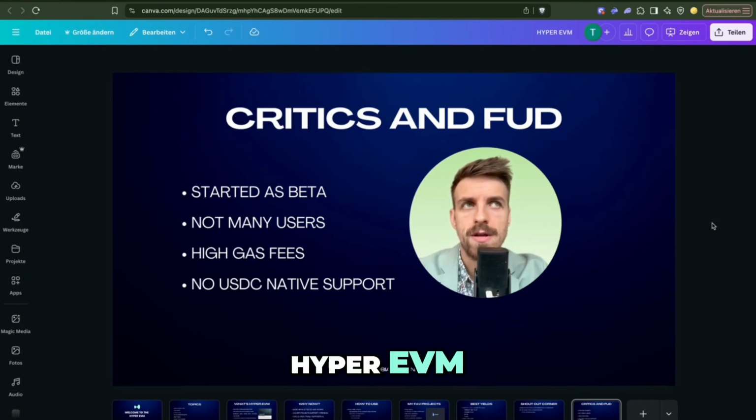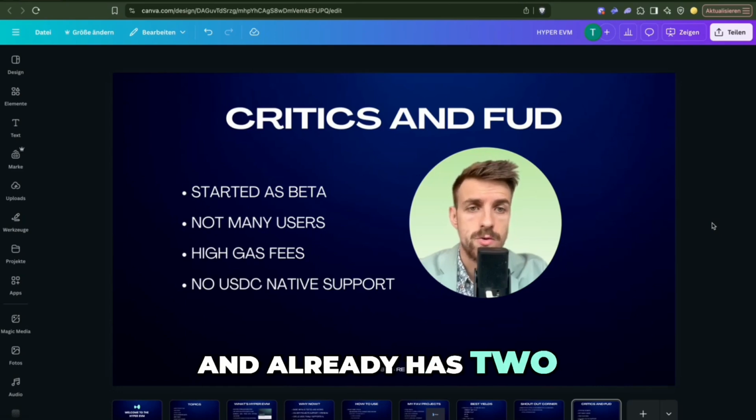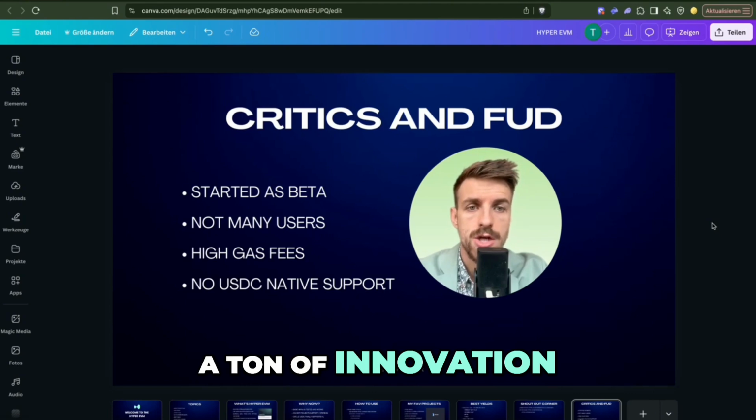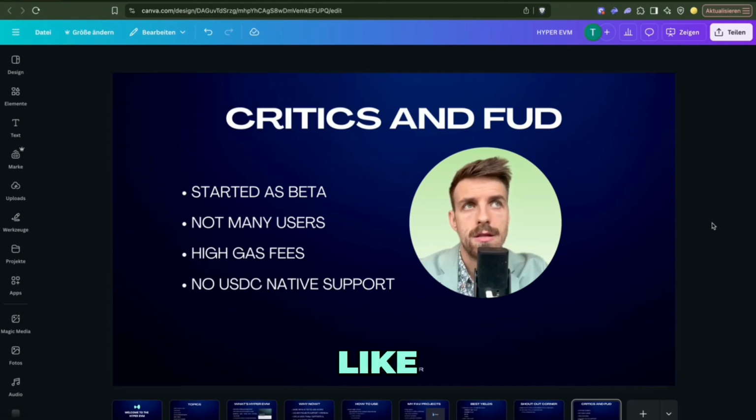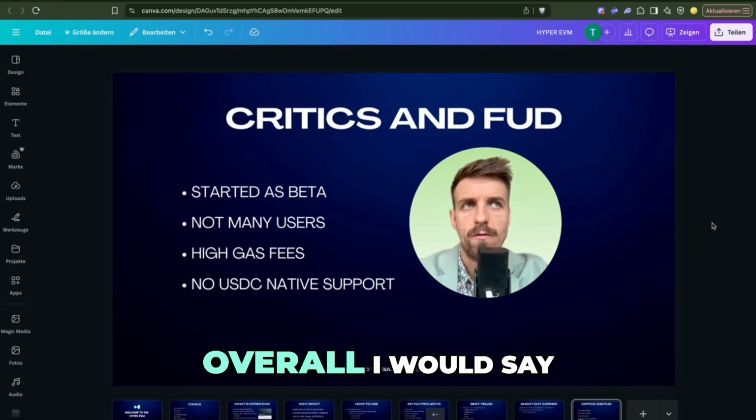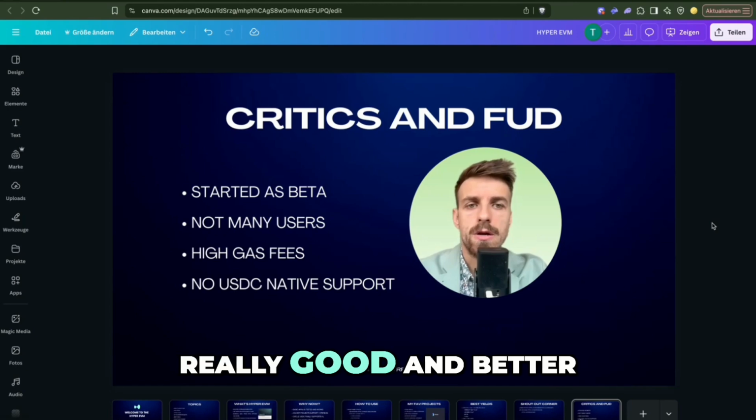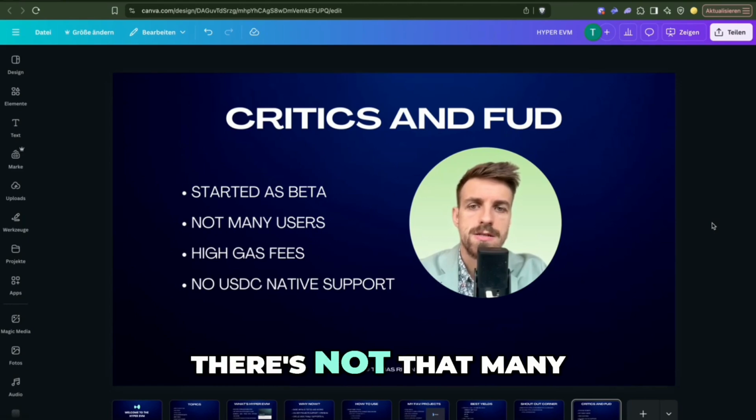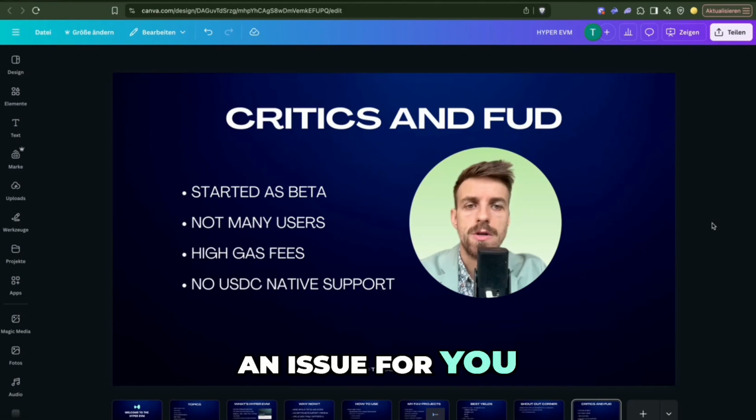And if you think, okay, HyperEVM is now a few months in and already has 2 billion in TVL, a ton of traction, a ton of innovation, no big hacks until now, not many low quality projects. There have been some, but overall, I would say that the project quality on HyperEVM is really, really good and better than other chains.